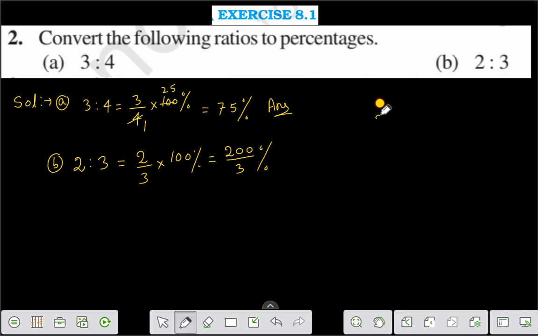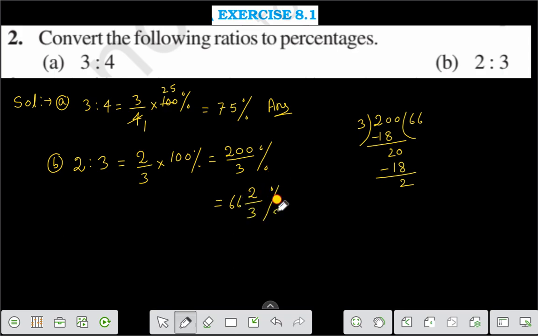If we divide 200 by 3, then we get 3 6 18. 20 minus 18 is 2. Then 0, again 3 6 18, minus 18 is 2. So we get 66 whole 2 by 3%, and that is the answer.